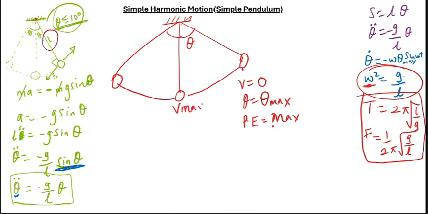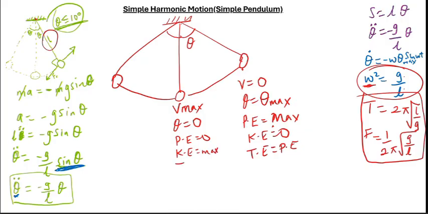whereby our theta is 0 because there is no change in this, so our potential energy is 0. Kinetic energy here is also 0, and total energy here is equal to our potential energy. And here our kinetic energy is maximum, and our total energy is equal to our kinetic energy. And at this point our velocity is 0 because it's not moving. Here it's 0, then it's moved like this.